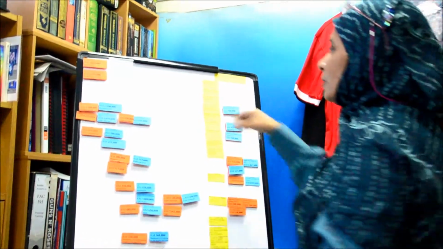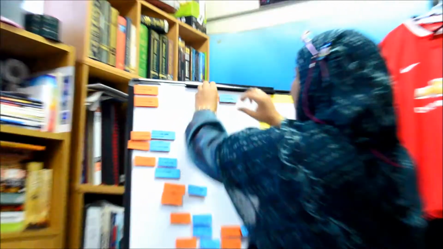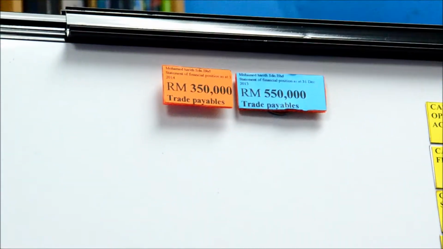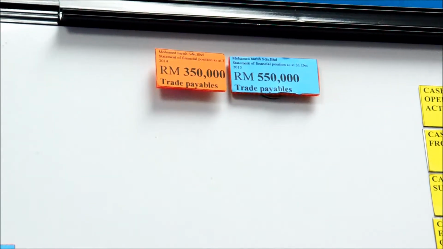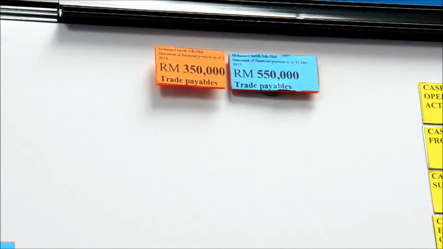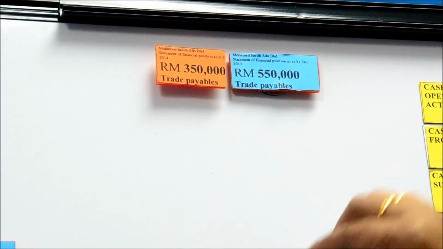Right? So now go to the trade payable. Yeah, what do we have in trade payable, right? So we have opening balance and closing balance. Yeah? So how do we define trade payable? It's about how you purchase from your supplier, right? So we just leave it first. We go to the other account, right?